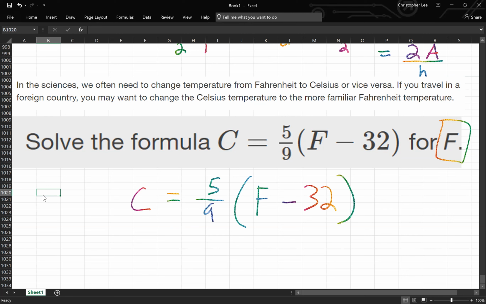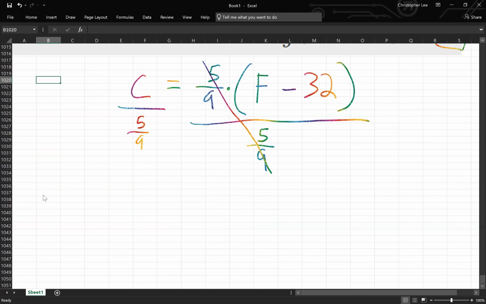All you have to do, because you know that this 5 over 9 is being multiplied by those two terms right there, is just divide by the 5 over 9. But you got to be fair. What you do to one side of the equation, you have to do to the other side. So I'm going to divide the Celsius by 5 over 9. Now you already know that's a whole number C, so I'm going to put C over 1 divided by 5 over 9 is equal to F minus 32.